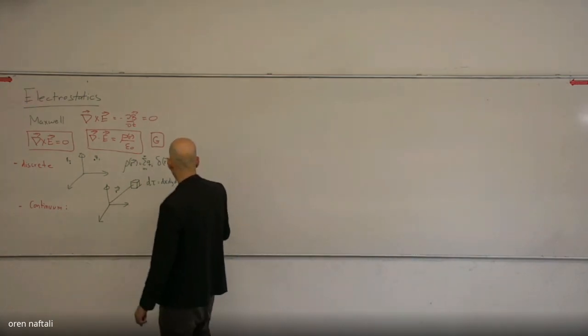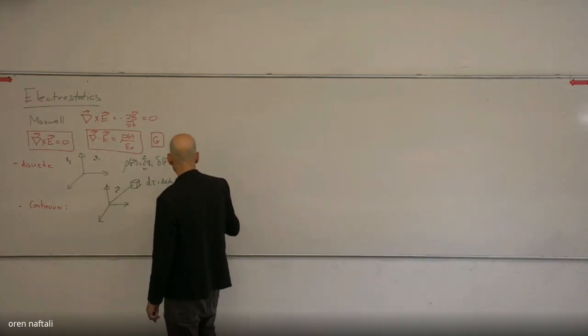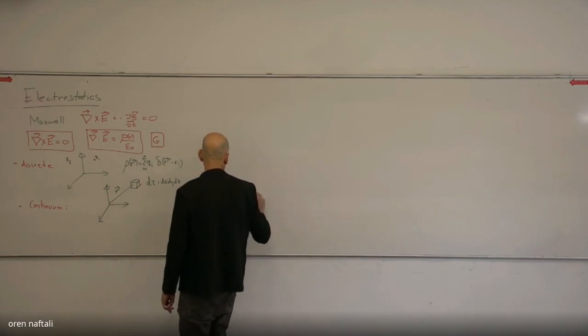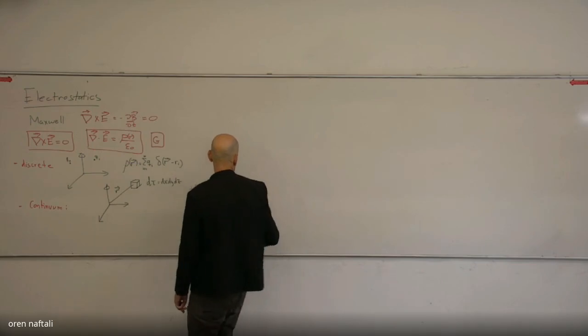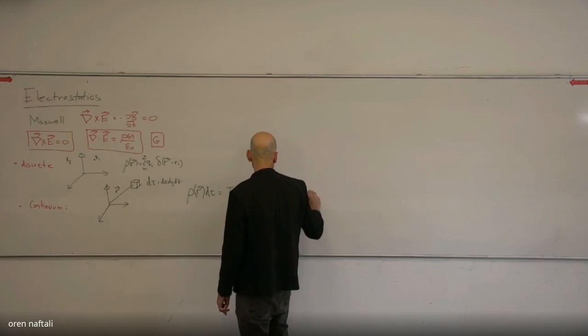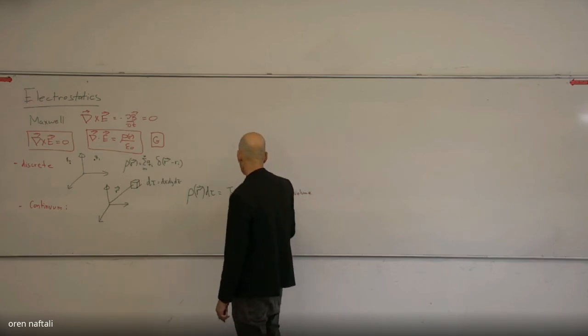And rho of R times delta tau, this is simply the total charge inside the volume of size delta tau.